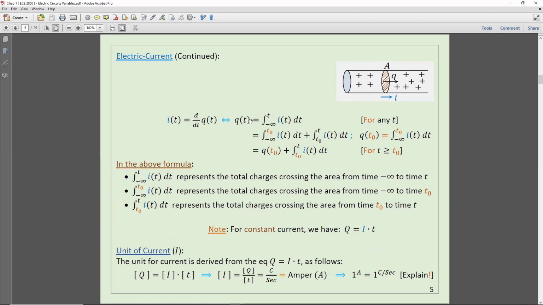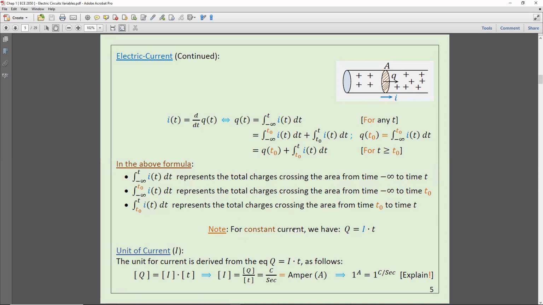So this means the total charge to the right here at time t. How much charge we had here at the right? It represents the total charge crossing the area from time negative infinity to t. Also for this one, it's the same thing, but from negative infinity until t0. So they represent the total charge crossing the area from negative infinity to t0. This one here represents the total charge crossing the area from time t0 until t.